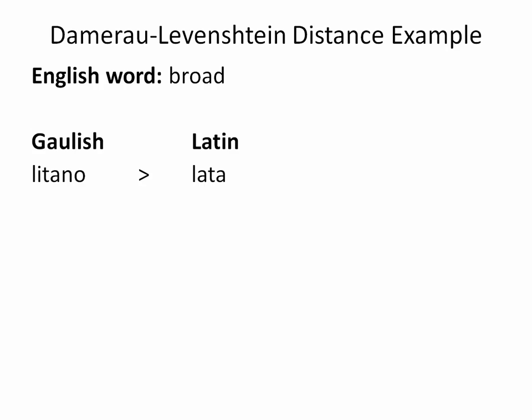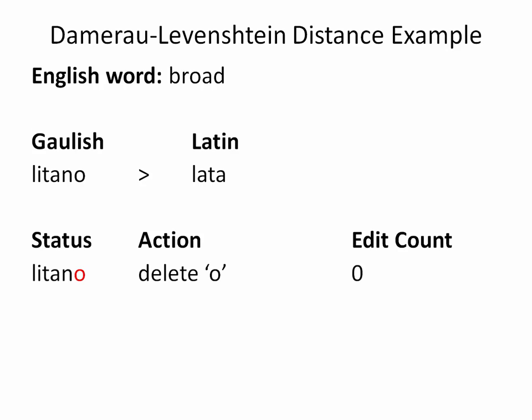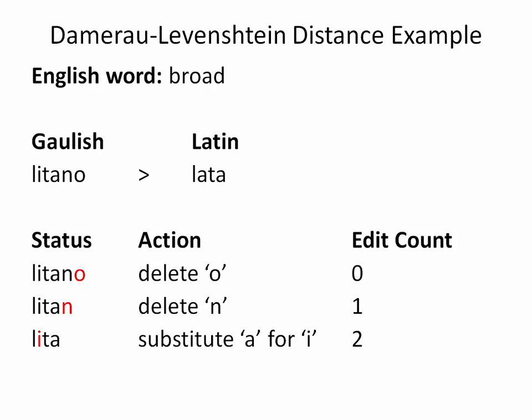Let's check the process of how this is found. First, the letter O is deleted from the Gaulish word. Next, the letter N is also deleted. Last, the letter A is substituted with the letter I. We then come up with the result, which is the Latin word lata, which is what we want.